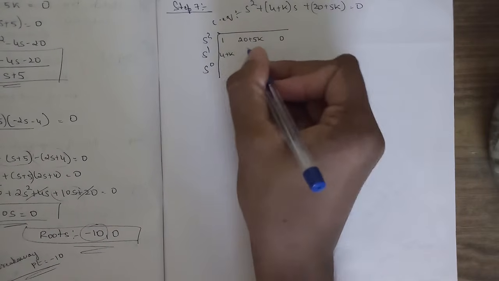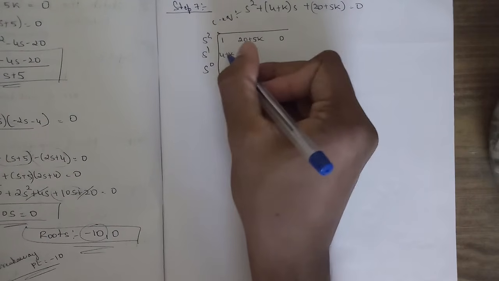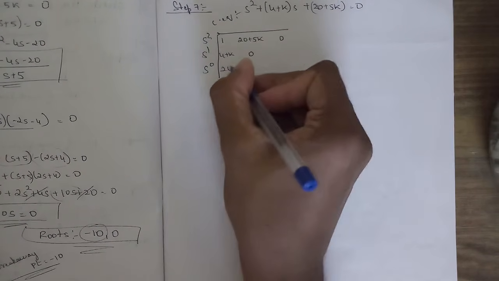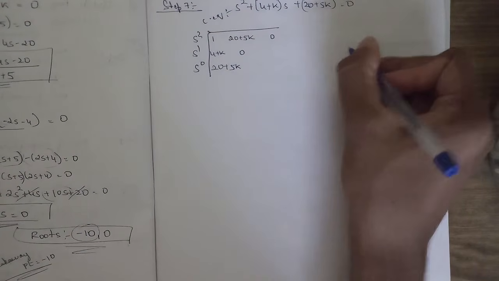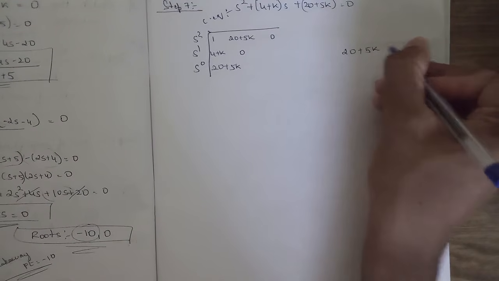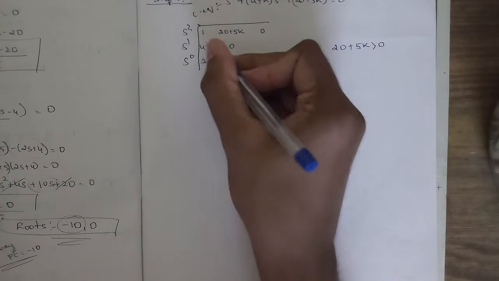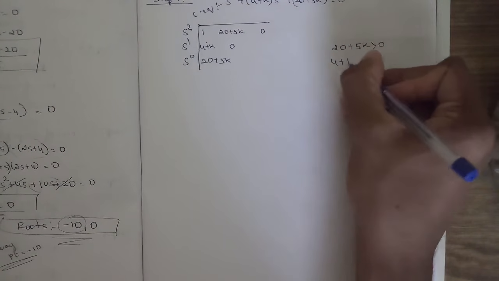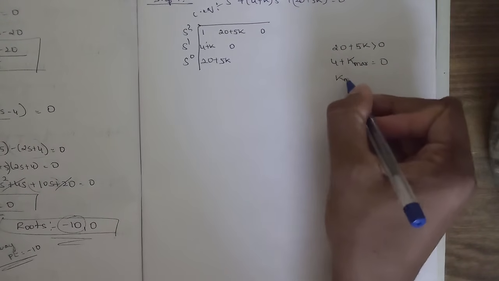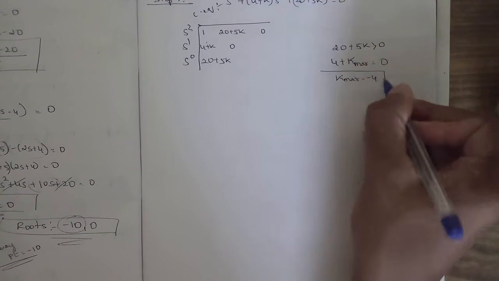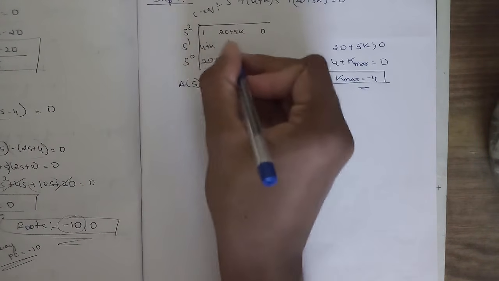So it is 0. So (4 plus k) into (20 plus 5k) minus 0, divided by 4 plus k. The 4 plus k gets cancelled, so this term only comes here: 20 plus 5k. We know that 20 plus 5k should be greater than 0 in order to satisfy the RH criteria. Therefore the term above, that is 4 plus k equal to 0, gives a row of zeros, so our k margin value we get as -4.